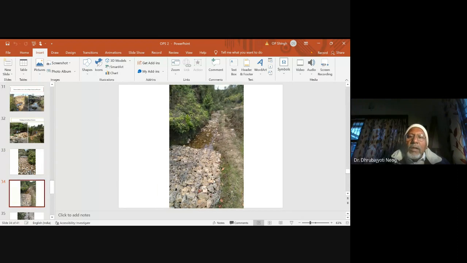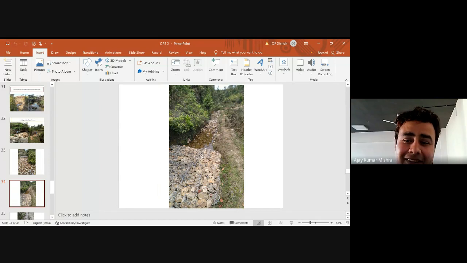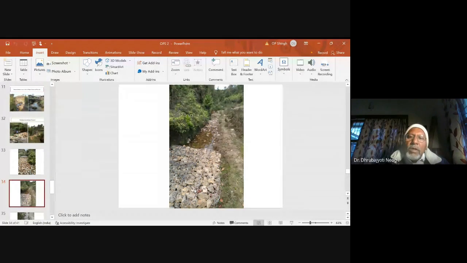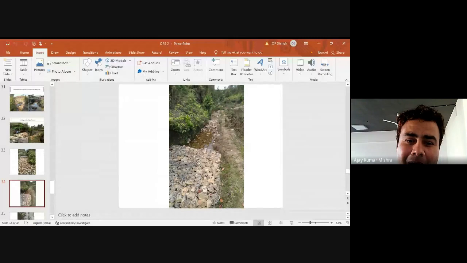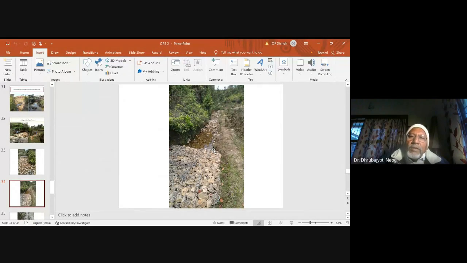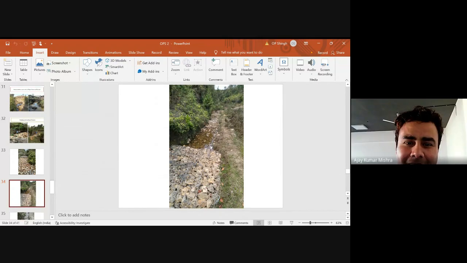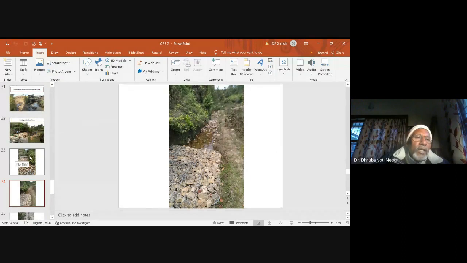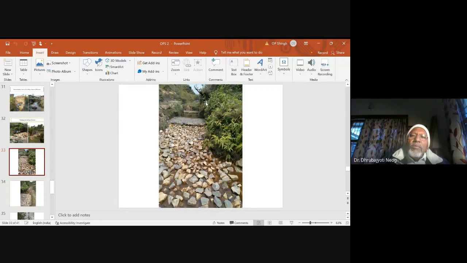You can see that little elevation here. This is also filled with limestone but covered with iron wire mesh so that it remains in place. So what happens if you lay it down like this and water comes from here? Acidic water reacts with limestone because calcium carbonate is present in it, and slowly the water gets neutralized.